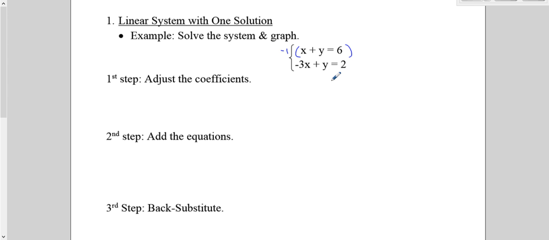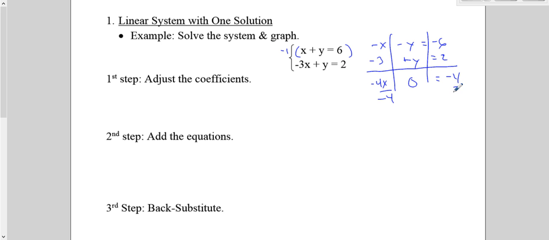and that will give me negative x minus y equals negative 6, and negative 3x plus y equals 2. When I add these together, I will get negative 4x equals negative 4. When I divide by negative 4, I will get x equals 1.